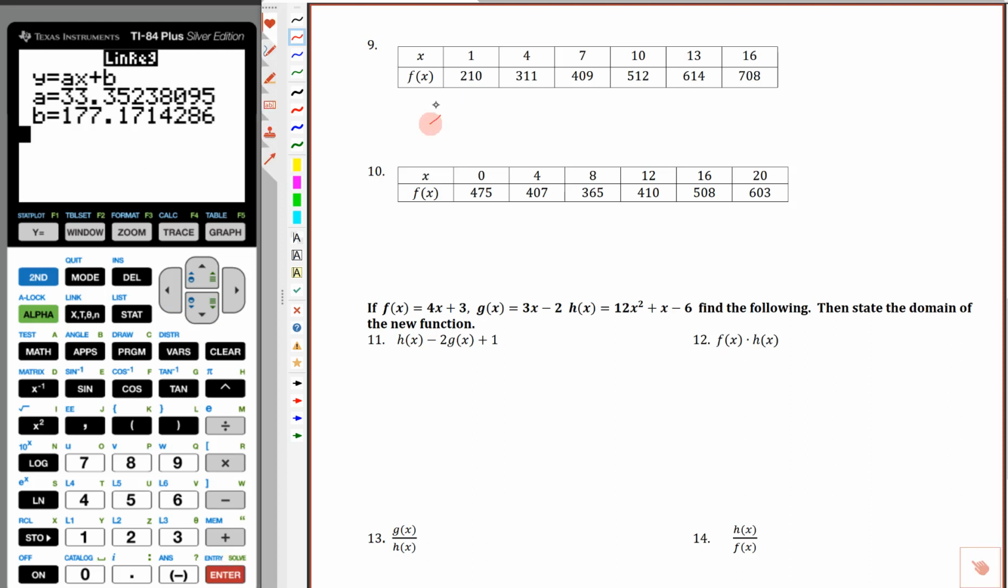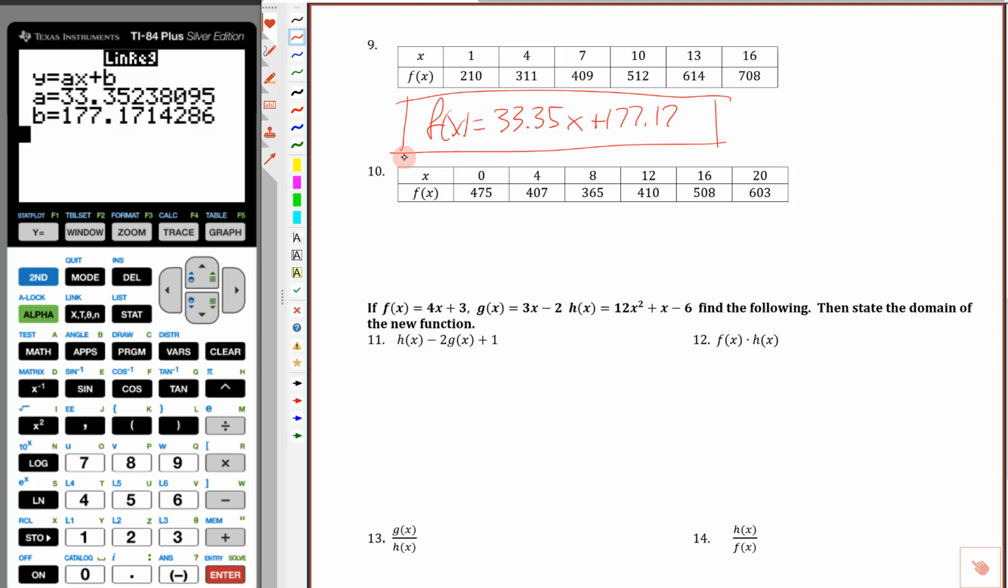So we end up with, we'll write down f of x equals 33.35. Yep, stays 35. So 33.35 is the slope, and the y-intercept is 177.17 or 18. So 17 or 18, that one's not enough to bump it up. So this is what we get right here. So we're done with that one. Again, the cool part about this is the calculator does all the heavy lifting for you.